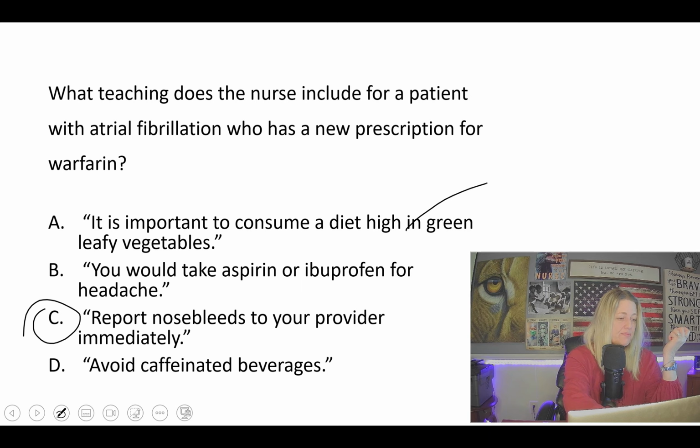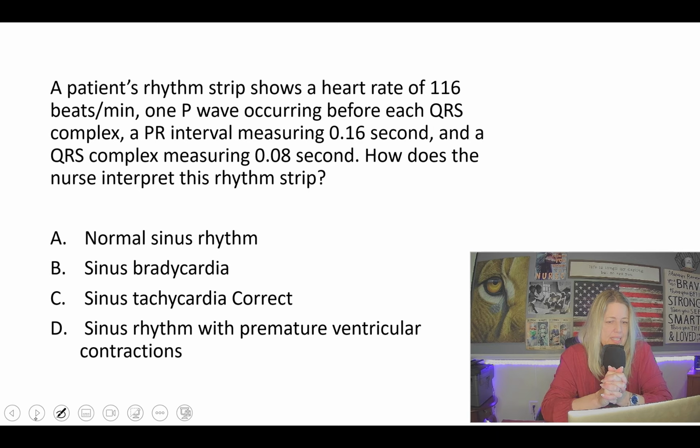A patient's rhythm strip shows a heart rate of 116. So that's fast. It's not over 140, but it's fast. One P wave occurring before each QRS. That's good. A PR interval measuring 0.16. I might say, well, I don't know if that's normal. Fine. QRS measuring 0.08. Well, 0.08 is fine. Okay, so that's narrow. So I like that. So I have a P wave and a narrow QRS and a rate of 116. How does the nurse interpret this?